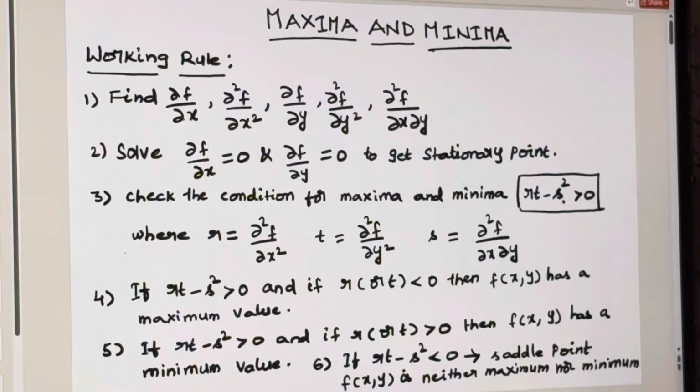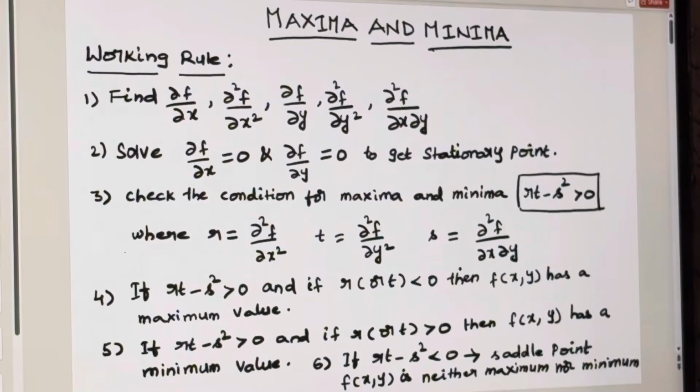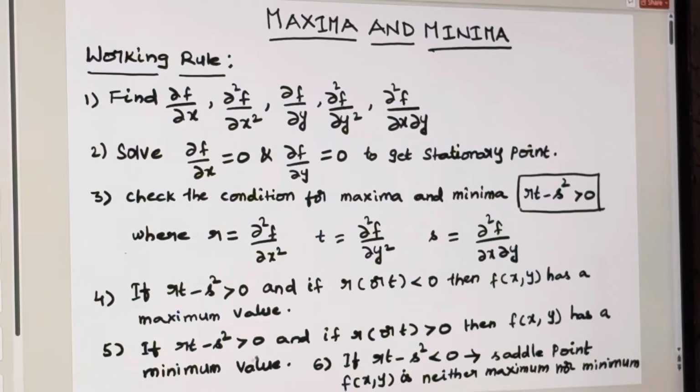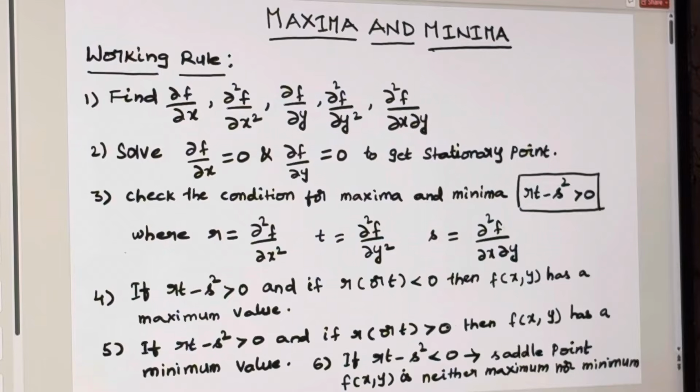RT minus S square का value अगर less than 0 है तो आपको आगे नहीं बढ़ना है. RT minus S square greater than 0 है तो R का value check करना है. If R is less than 0, then the function f of x comma y will have a maximum value. In a similar way, if RT minus S square is greater than 0 and if R is greater than 0, then f of x comma y has a minimum value. R greater than 0 है तो T also will always be greater than 0. Okay? So because of this, you can check either with R or with T.